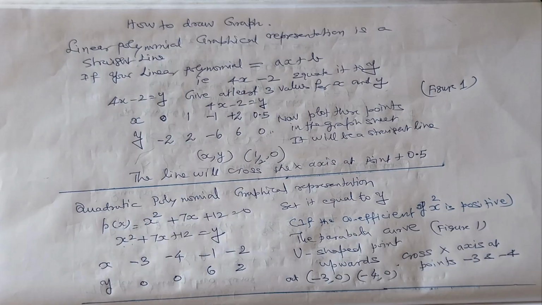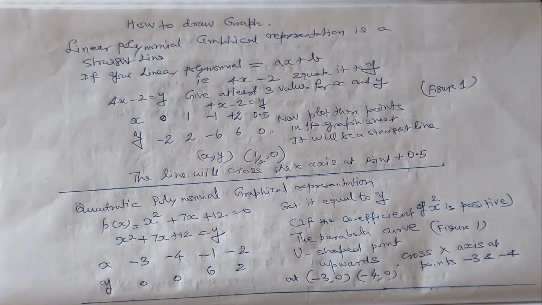Quadratic polynomial graphical representation. Let us take, for example, x squared plus 7x plus 12, which is a quadratic polynomial. Equate this to y. x squared plus 7x plus 12 is equal to y. Give some values for x and find y. If x is minus 3, y is 0. x is minus 4, y is 0. x is minus 1, y is 6. x is minus 2, y is 2.